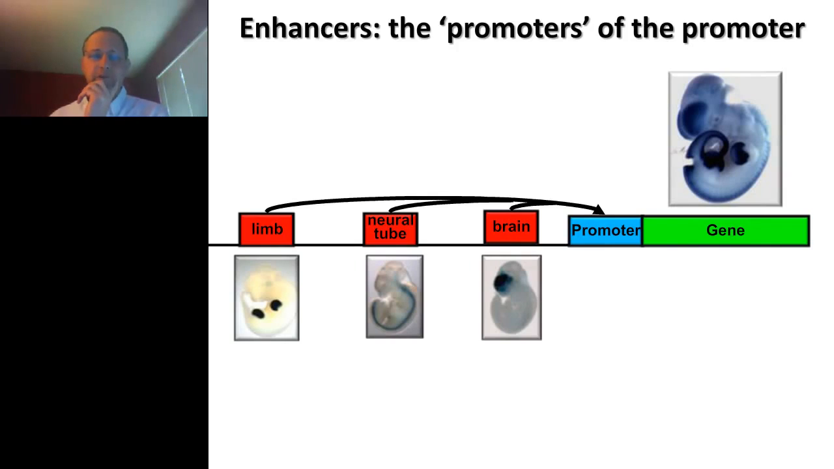However, if you start injecting much bigger chunks of DNA, you start getting these complex expression patterns because there are DNA sequences called enhancers that tell this gene to turn on in the limb, in the neural tube, and in the brain. These sequences function as the promoter of the promoter, telling the promoter when to turn on, in what tissue to turn on, and at what levels to express the gene itself.